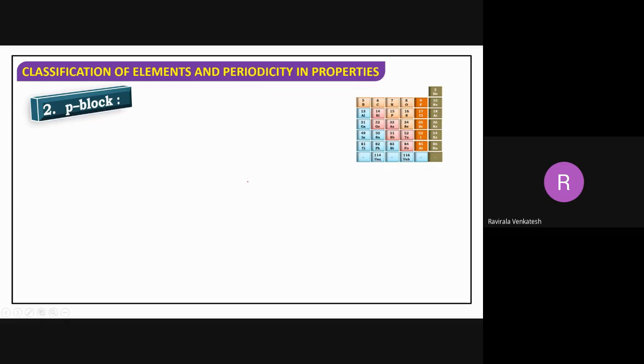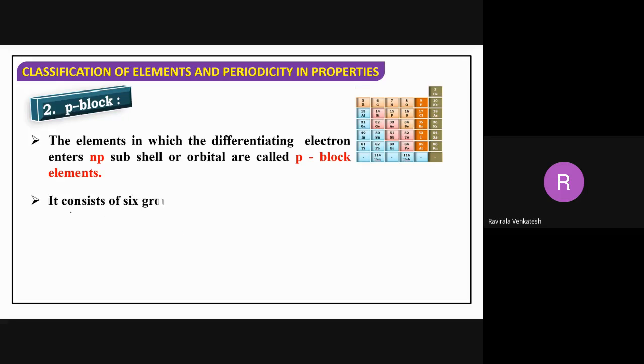Now coming to p-block elements. The next block will be the p-block. I already mentioned the definition, so no need to go for the definition here. Very simple: np orbital. The differentiating electron is entering the np orbital, and the groups they have are 13th group to 18th group: 13, 14, 15, 16, 17, 18. Remember at least up to here.